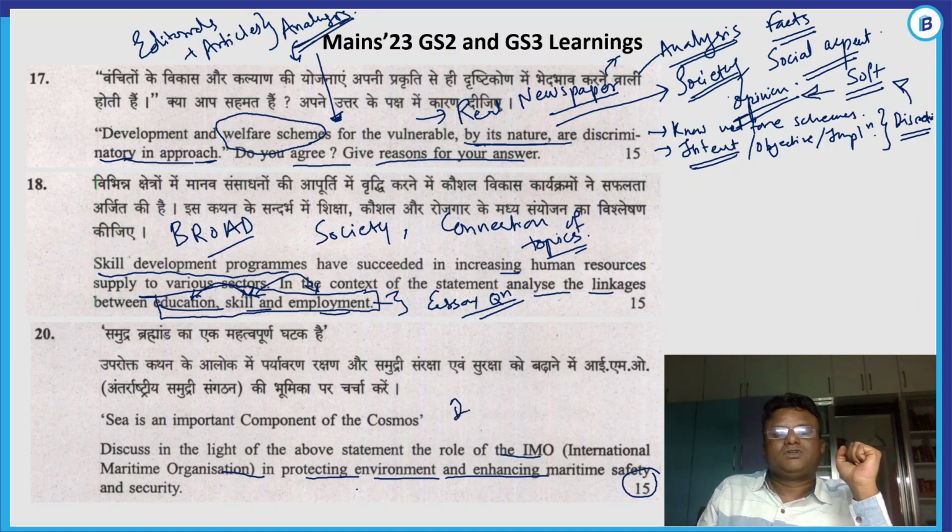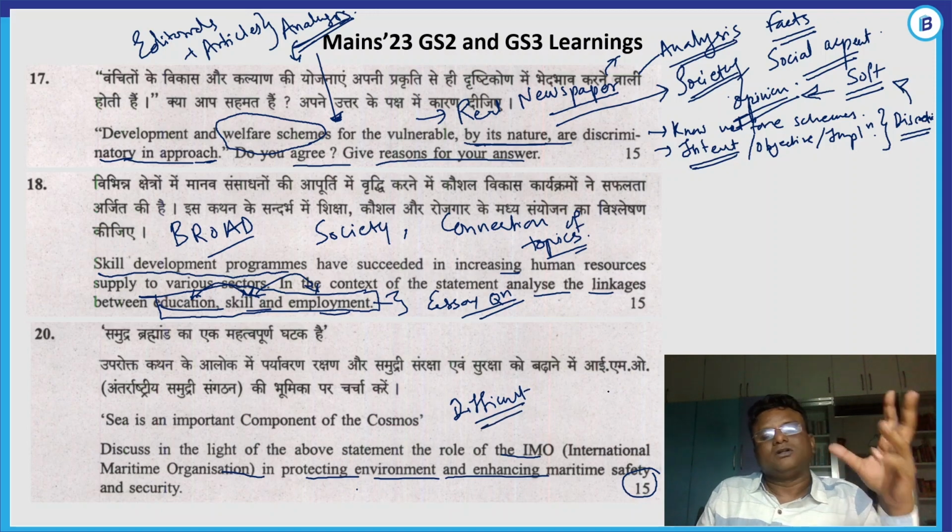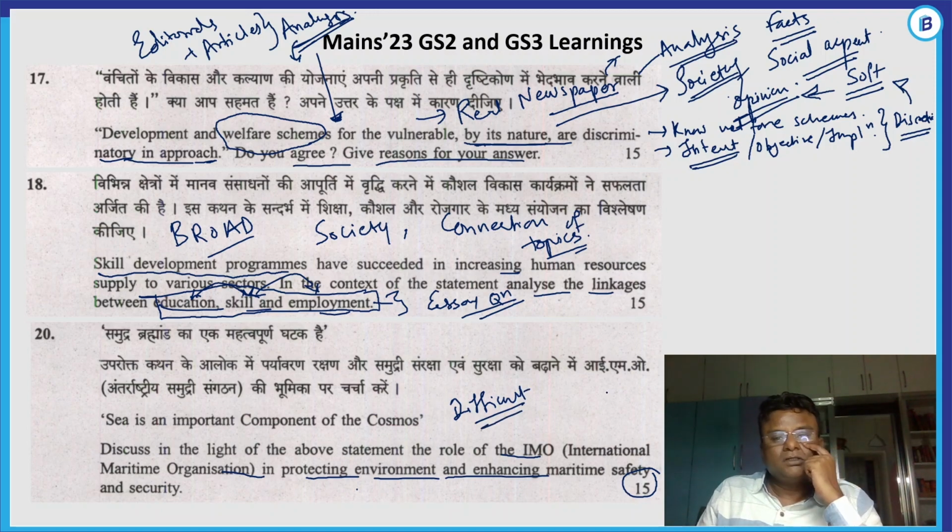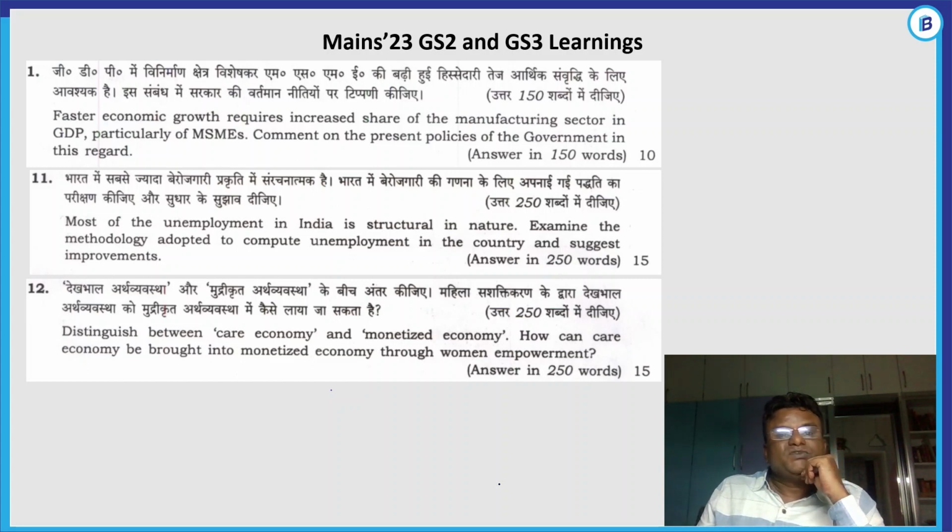I would call this a difficult question for the simple reason that an organization was picked up from some corner and a question was asked. So see here, environment has come in, safety and security has come in, paper 3 has come in, paper 2 has come in. Now some questions from the GS3.